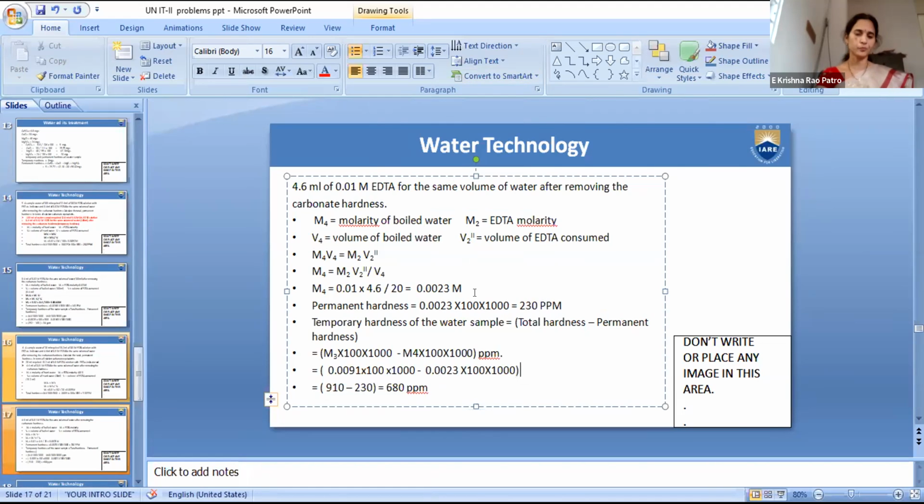Total hardness formula. By this time, you should be able to tell it. M3 equal to M2V2 by V3. Very good. Now the permanent hardness formula: M4 equal to M2V2 dash by V4. Very good. I think everybody understood the EDTA problems. Yes, ma'am. Tomorrow we'll continue with other problems.